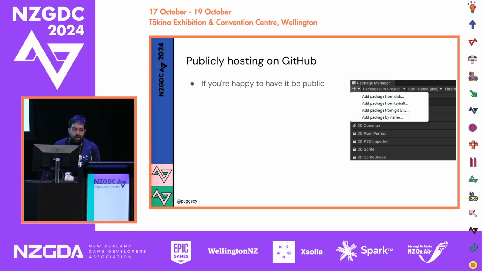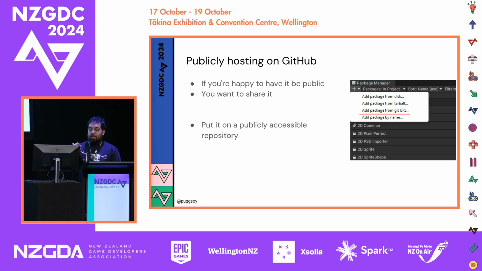So this is what you would do if you're happy to have it be public. This is if you're making stuff that isn't proprietary or otherwise you're happy to share, especially hobby things where you want to get more feedback and get other people contributing. There are a lot of these, like I mentioned, if you want to share it. The way you do that is you put it on a publicly accessible repository on GitHub. You get to pick whether it's private or public, so you put it on a public one. And then people can just use it using add package from Git URL.